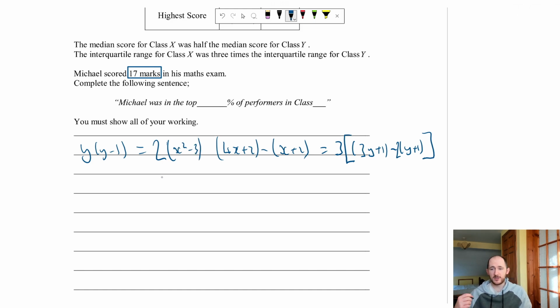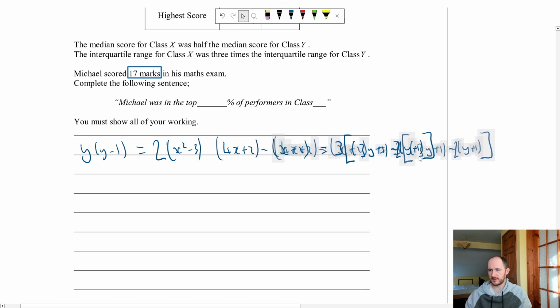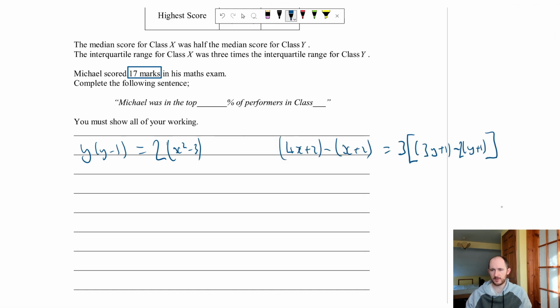So we have 2 equations, 2 unknowns. That smells like simultaneous equations to me. So I'm going to, do I want to expand them yet? Yeah, okay, let's just expand everything. I'm going to use up more space than you would have in the exam. So that would be y squared minus y equals 2x squared minus 6.